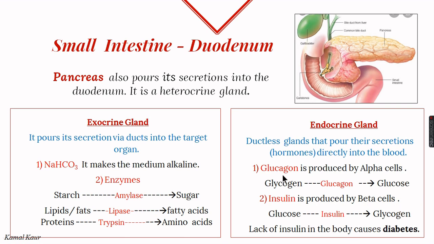So now we see that the pancreas behaves as an exocrine gland because it secretes pancreatic juice through the ducts. It also behaves as an endocrine gland because it secretes hormones and pours them directly into the blood. Such glands which behave as exocrine as well as endocrine glands are called heterocrine glands or dual glands. So the pancreas is a heterocrine gland.